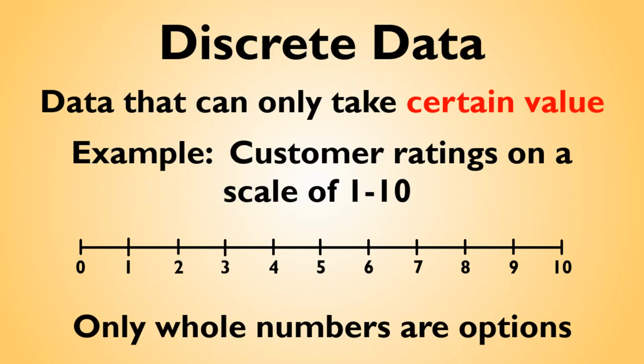Other data sets are called discrete data, where only certain values are possible. An example of discrete data might be feedback ratings on a scale of 1 to 10, as people can only choose whole numbers. Note that the correct graph type for discrete data is a bar or column chart.